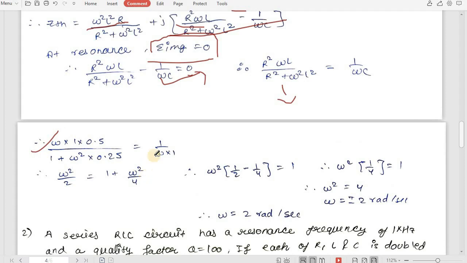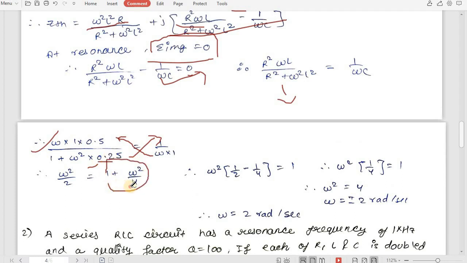Now what we are going to do is we are going to take this omega here and we will take this to this side. So we will get omega into omega, it will be omega square. 0.5 is basically 1 by 2, so omega square by 2 equals to, if we take this term this side, we will get 1 plus omega square multiplied with 0.25. 0.25 is 1 by 4, so we will get 1 plus omega square by 4.